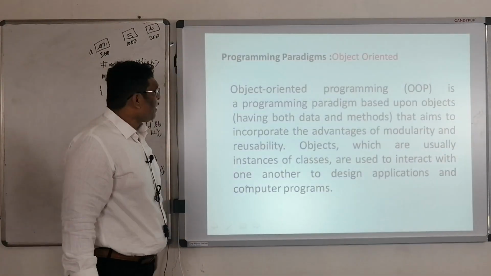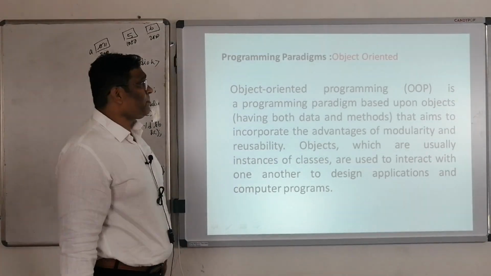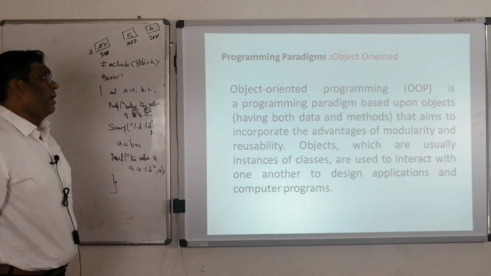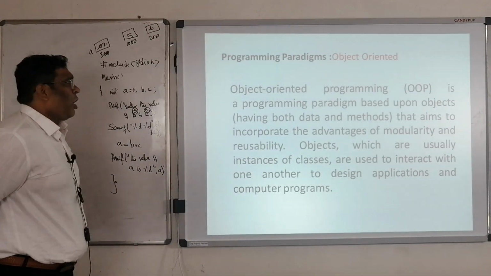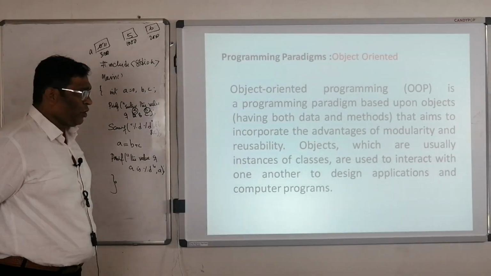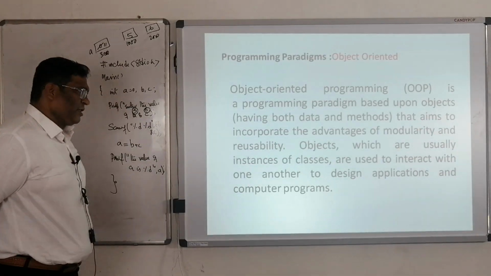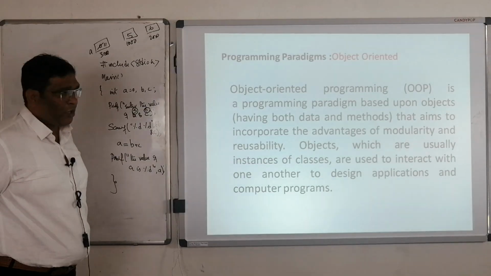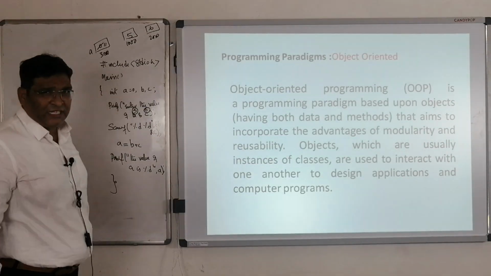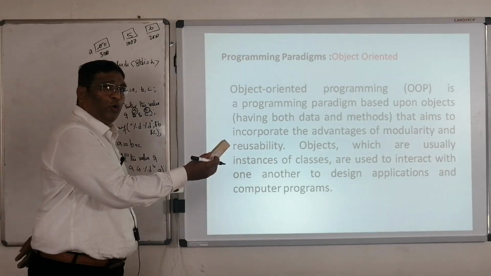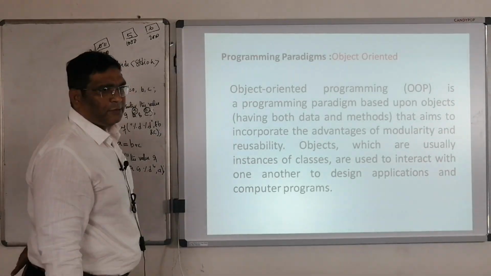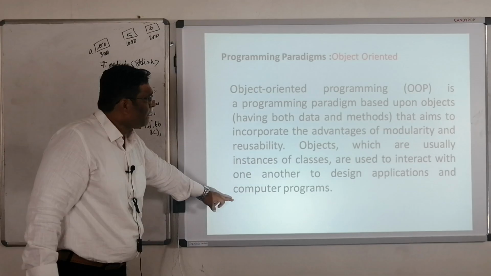Next part is object programming paradigm, object oriented. What do you mean by object oriented? It's a programming paradigm based on having both data and method, which is also a concept of modularity, reusability. Objects are used here, and it is a concept of object-oriented programming. Objects interact with other objects. We'll see an example with this one. If I tell you all those things, you will not be able to understand. Let's take an example. Sir, next slide, please. Oh, sorry, I have got it.